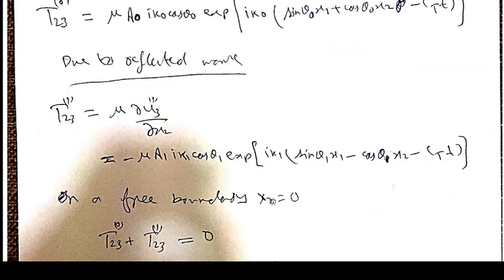Now you will have to apply the boundary condition. The sum of the two will be equal to 0 at x2 equal to 0. The total stress is the sum of these two components; the other two components are already 0. Now put x2 equal to 0. This is T23 incident plus T23 reflected, and this is 0 due to the boundary.